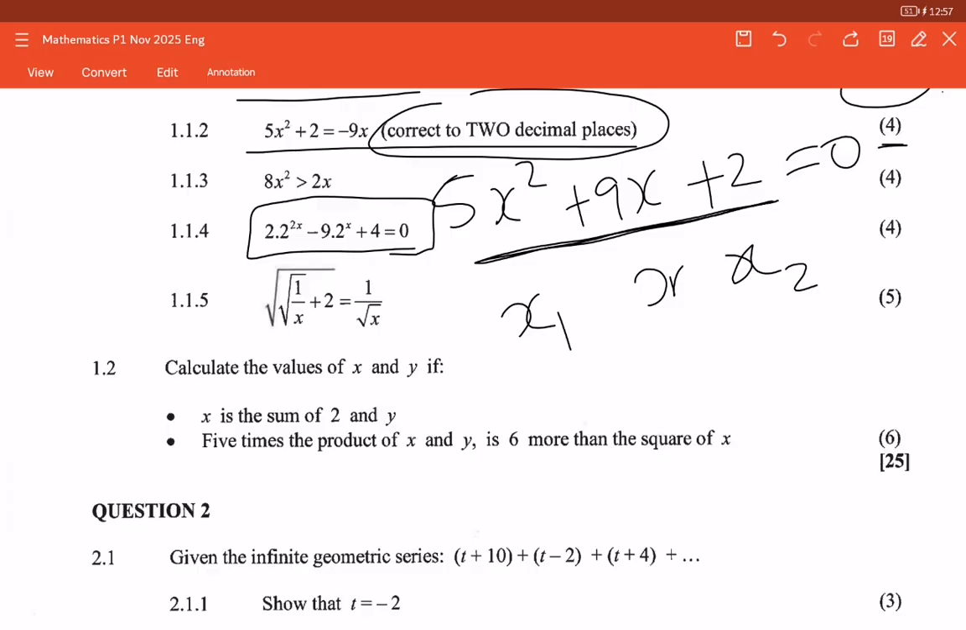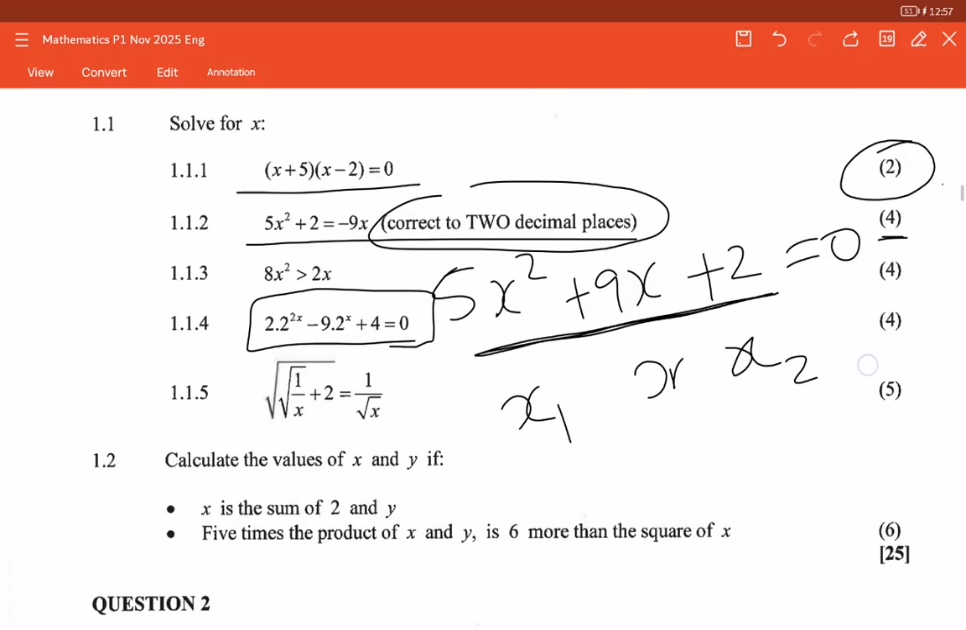I just want to encourage you on exam passing tricks. If you can check here, we have 2, 4, 4, 4, 4. These aren't just marks. They are a way for you to know if you're spending too much time on a question. For example, if you check 1.1.5, it's 5 marks. So do not spend more than 5 minutes on it. Even question 1.1.1 is 2 marks. So do not spend more than 2 minutes on it. So this is your benchmark.